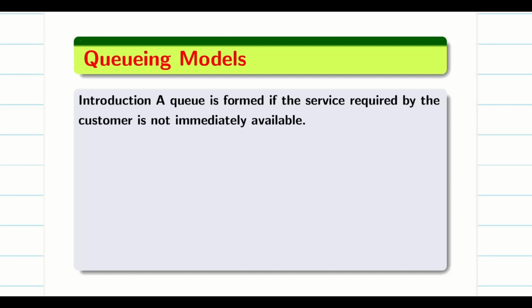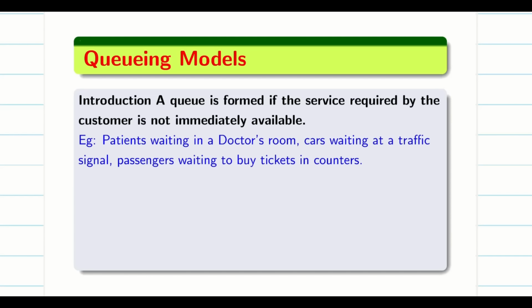In this session, we are going to learn what is meant by queuing theory. Why do we need queuing theory? A queue is formed when a service is required. For example, when you go to a ration shop, a doctor's room, a supermarket or a mall, when the crowd is more and the service providers are fewer, then you can see a queue.